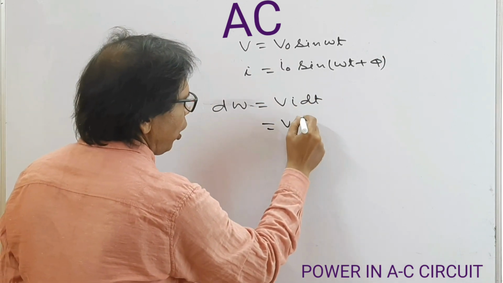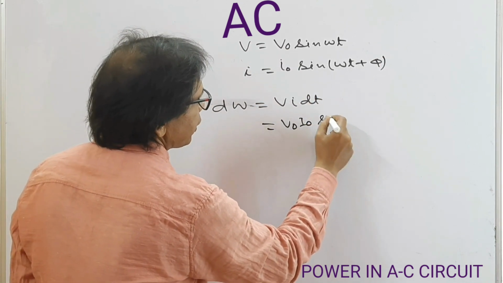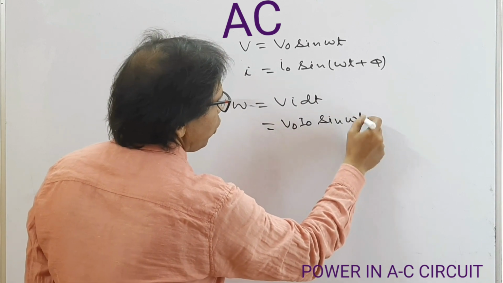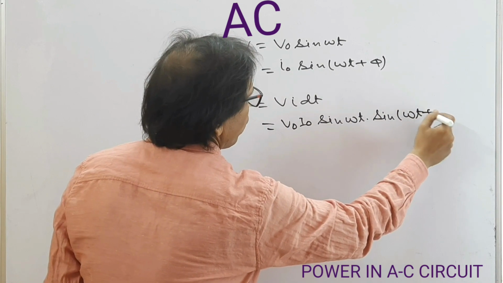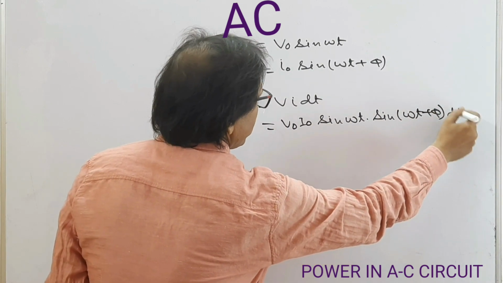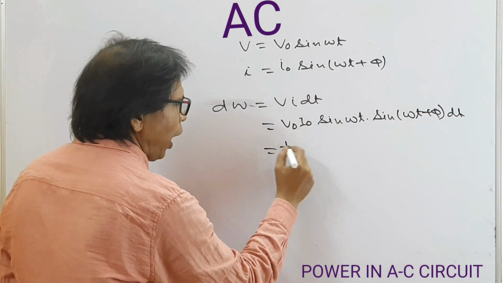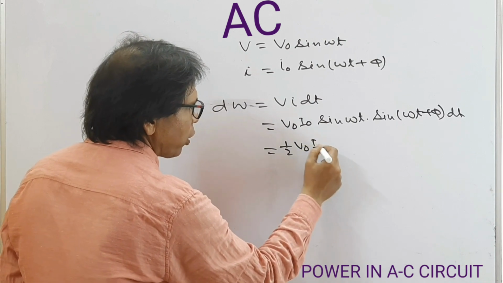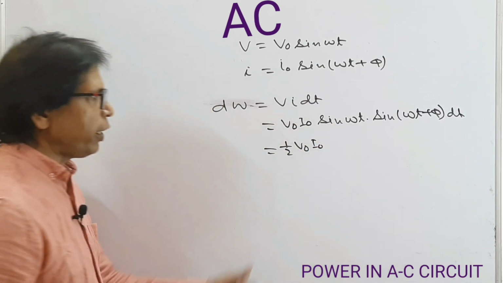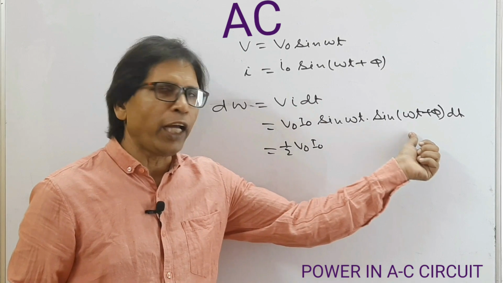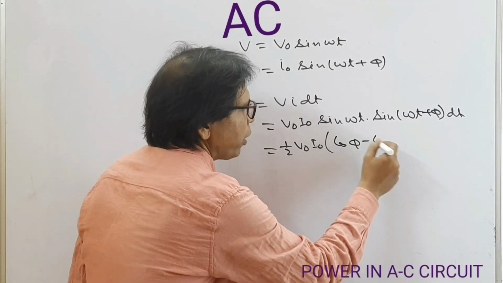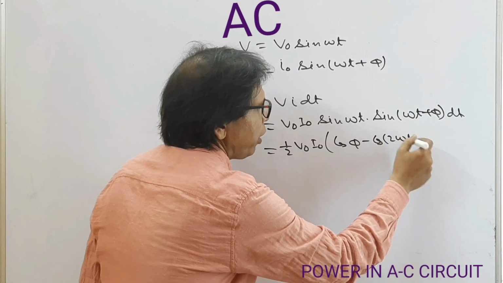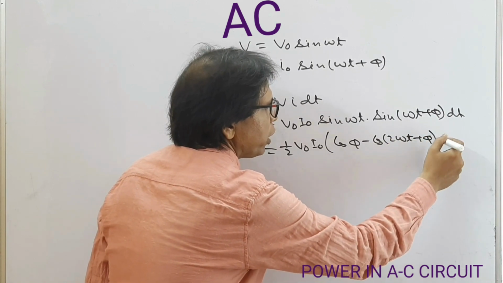So this is V naught I naught sin omega t into sin of (omega t plus phi) into dt. Look at this, this is half V naught I naught. Now look at this, 2 sin A sin B. So this is the cos of phi minus cos of (2 omega t plus phi) into dt.